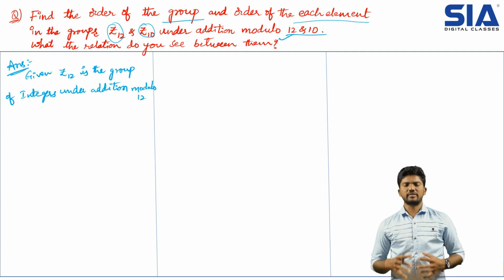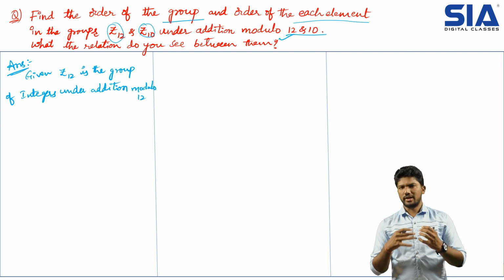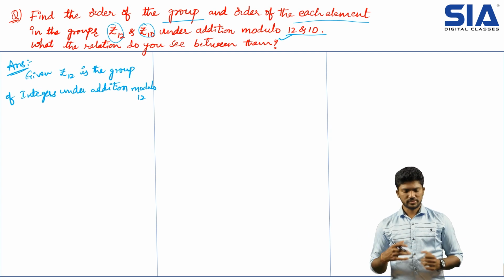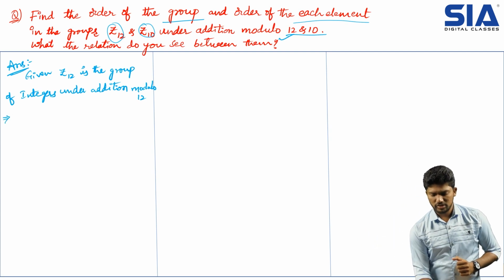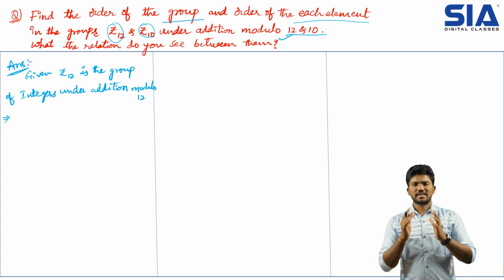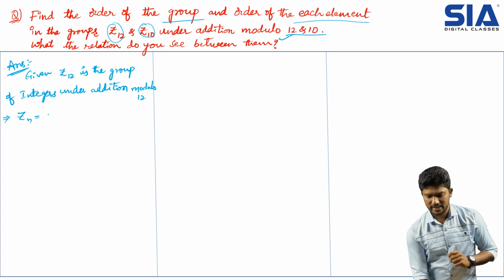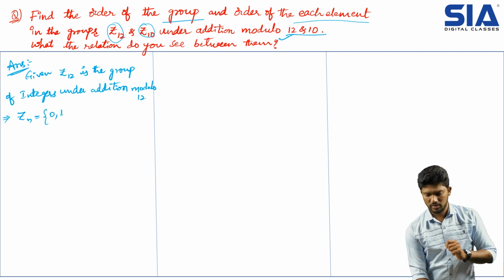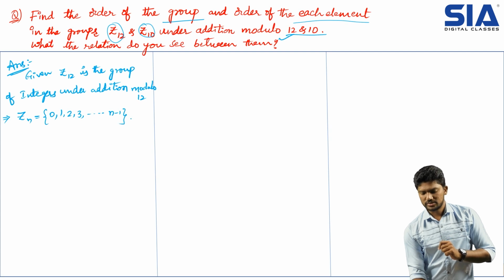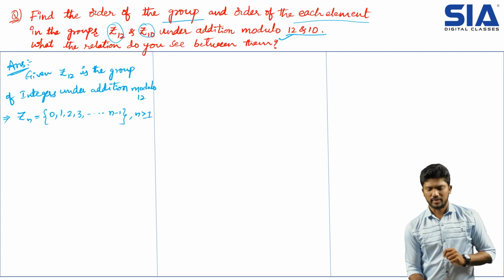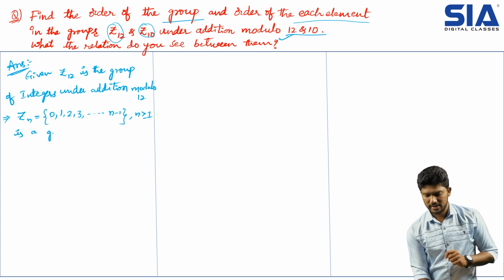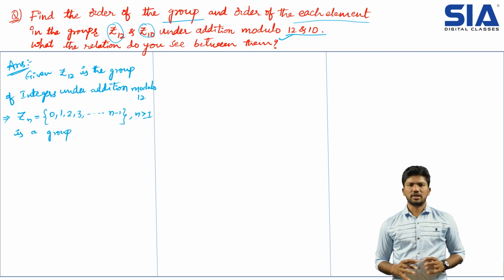First of all, I am deriving the solution for addition modulo 12. Later on we can discuss addition modulo 10. Before starting the solution, you need to know that the set of integers under addition modulo n satisfies the group properties. You know very well the set of integers under addition modulo n, that is Z_n equals 0, 1, 2, 3 up to n minus 1, for n greater than or equal to 1, is a group under addition modulo n.